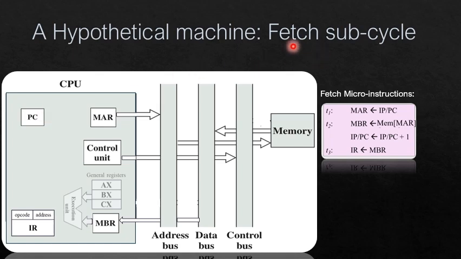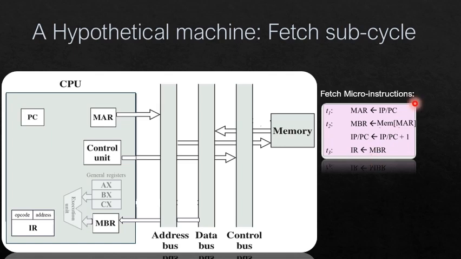So first, let's look at the fetch subcycle. As you can see in the chart just now, each subcycle consists of micro instructions, and a micro instruction is actually made up of micro operations. So this fetch subcycle for this simplified machine consists of 3 micro instructions. The first micro instruction is labeled as T1, the second micro instruction is labeled as T2, and the third micro instruction in this fetch subcycle is IR getting the data from MBR.